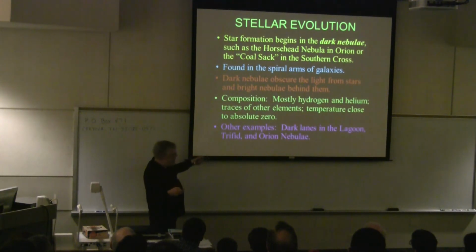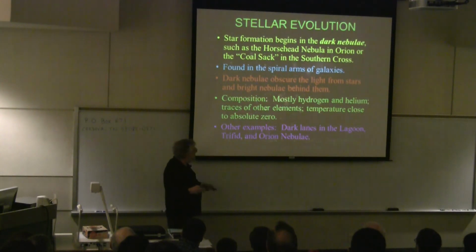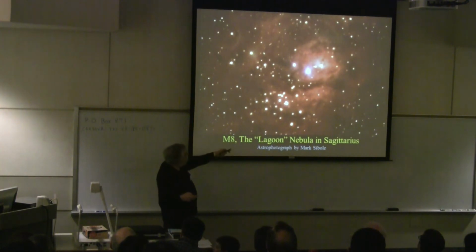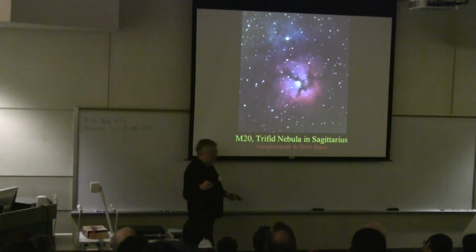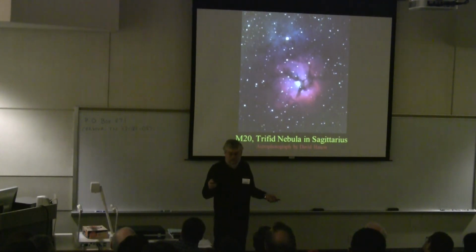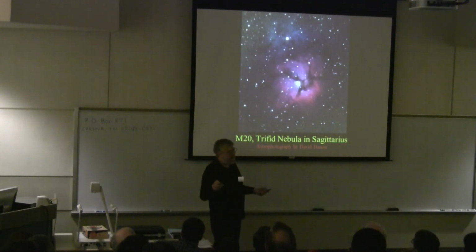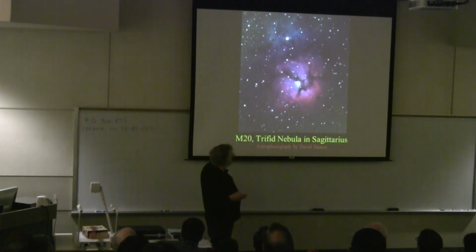Other examples that we'll see: dark lanes in the Lagoon Nebula, the Trifid, and Orion Nebula. Here's the Lagoon Nebula in Sagittarius, a summer object. See the dark lanes through there? Those are dark nebulae. Here's a good one in the Trifid Nebula. Not Triffid, by the way. That was a lower than grade B science fiction movie back in the 50s, The Day of the Triffids. That's not this. This Trifid means it's split into 3 parts. And the splitting stuff is dark nebulae.